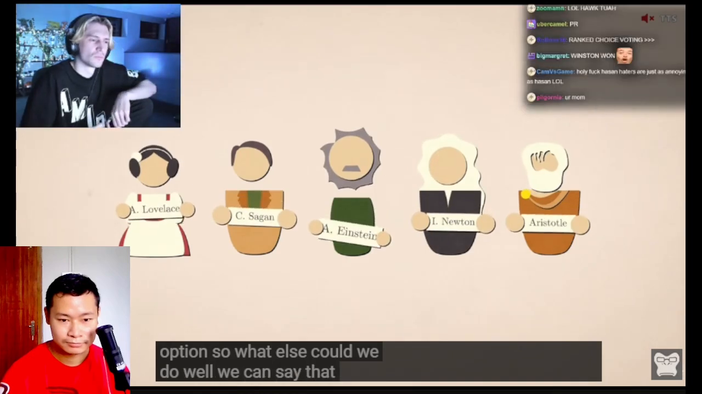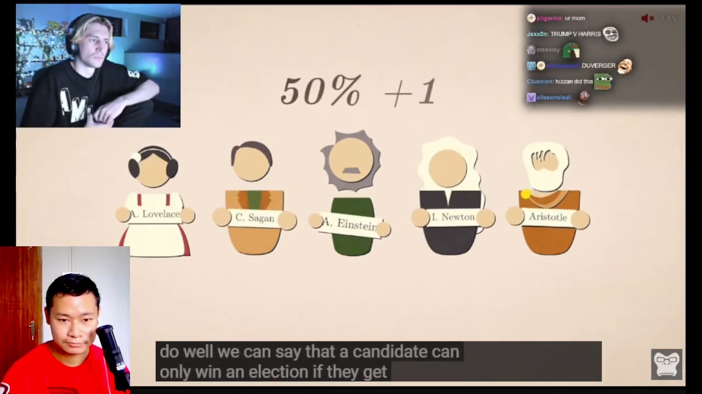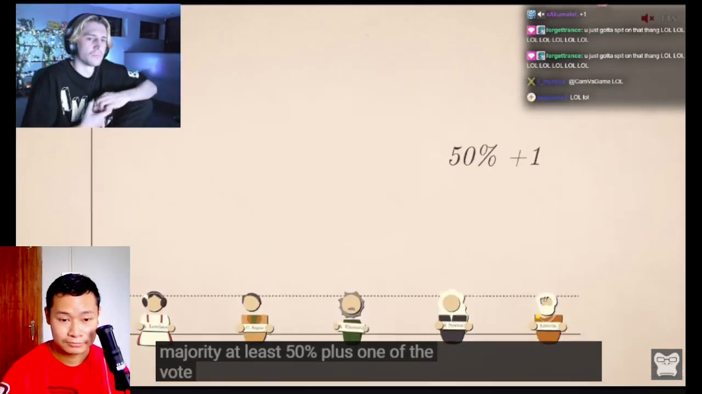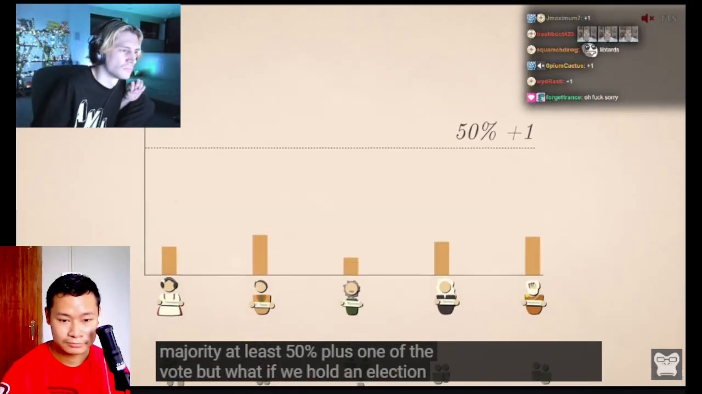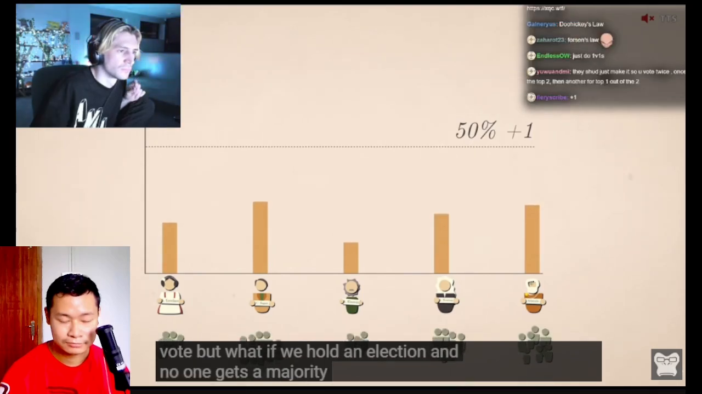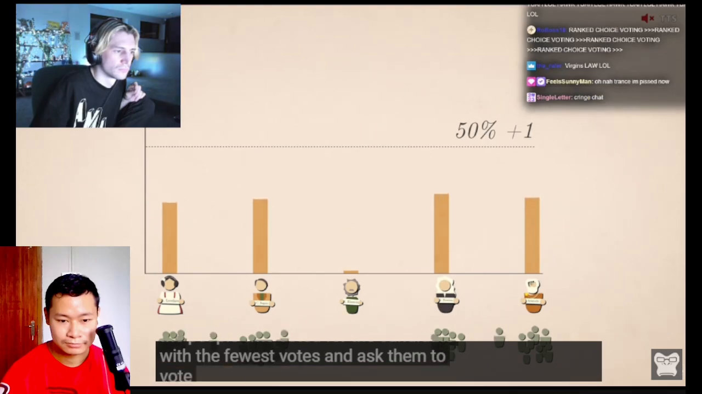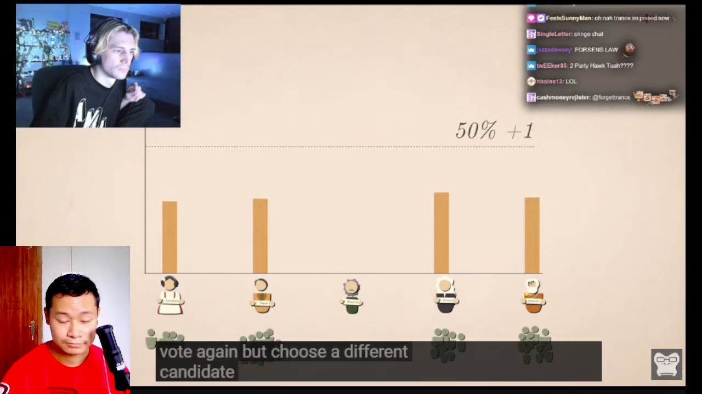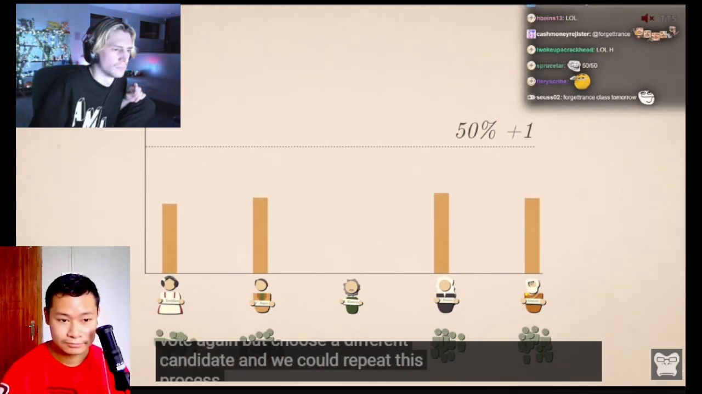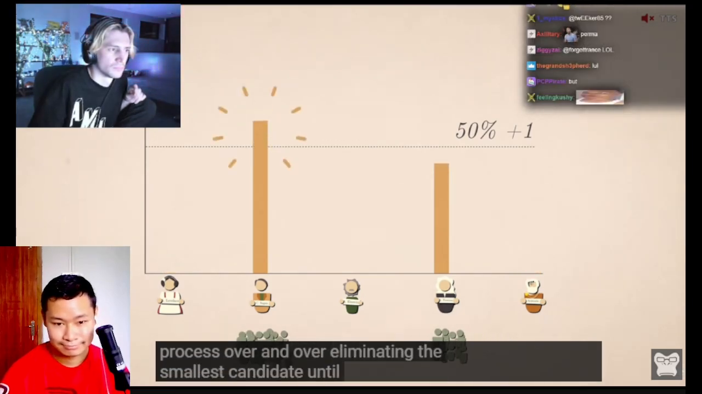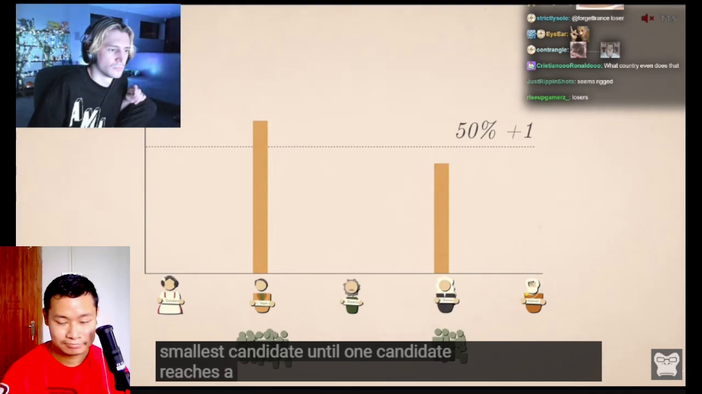Well, we can say that a candidate can only win an election if they get a majority, at least 50% plus 1 of the vote. But what if we hold an election and no one gets a majority? We could go to the people who voted for the candidate with the fewest votes and ask them to vote again, but choose a different candidate. And we could repeat this process over and over, eliminating the smallest candidate until one candidate reaches a majority.